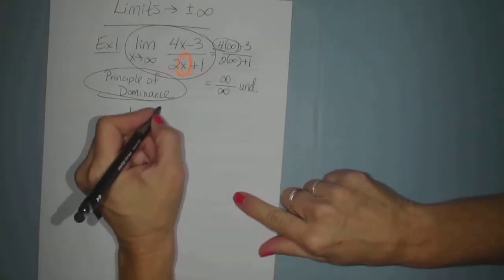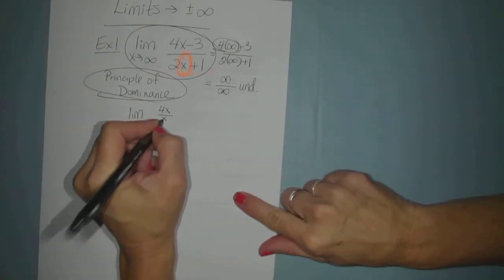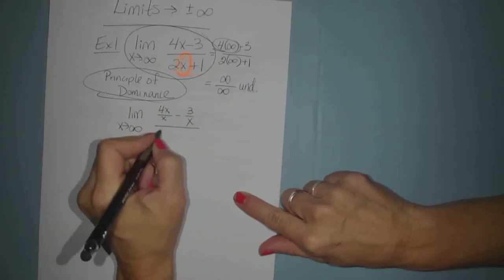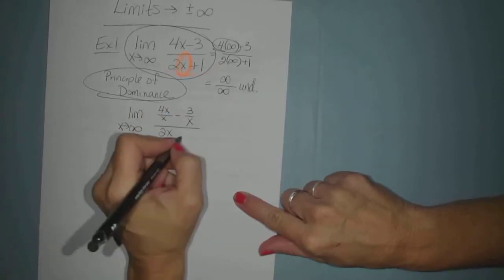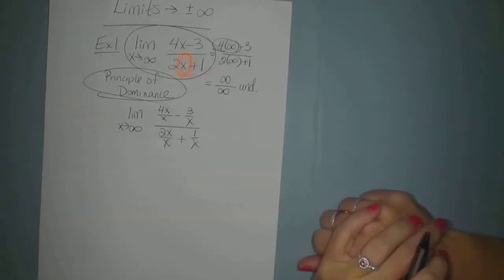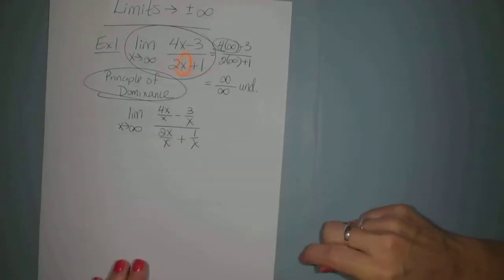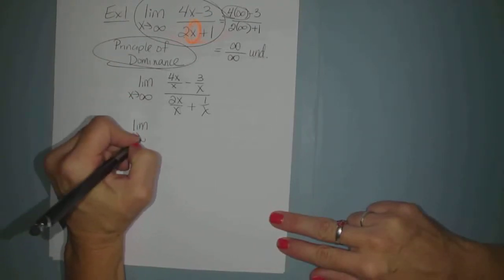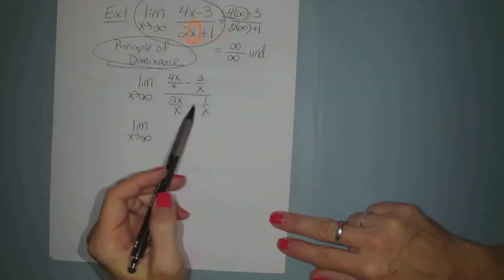So everybody, the 4x gets divided by x. The 3 gets divided by x. The 2x gets divided by x. And the 1 gets divided by x. That's step 2 in the recipe. Step 3 is to reduce. Algebraically, we're going to reduce this function.